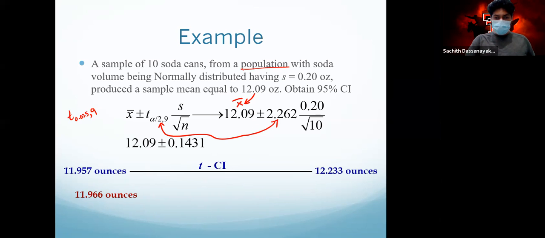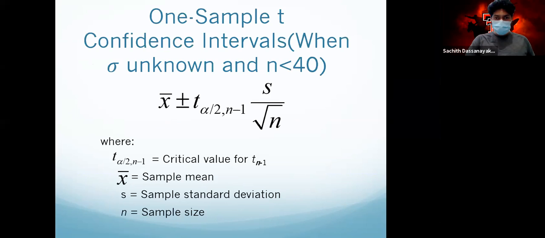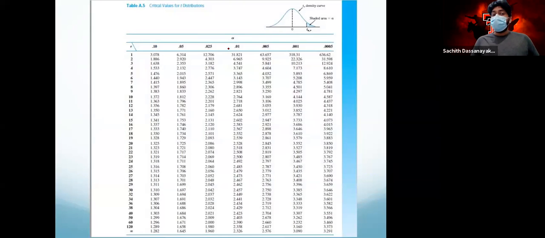Okay, go back to this table. So what is the alpha? Not alpha, sorry, alpha over 2, right? So alpha over 2 is 0.025. What is the degree of freedom? 9. So 9 is there.